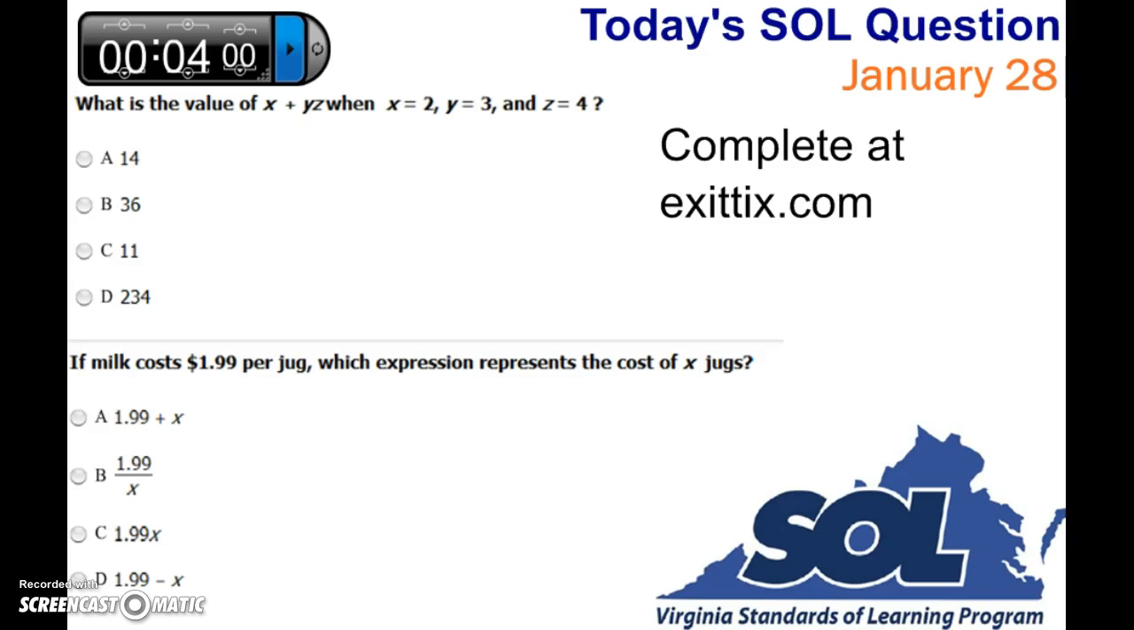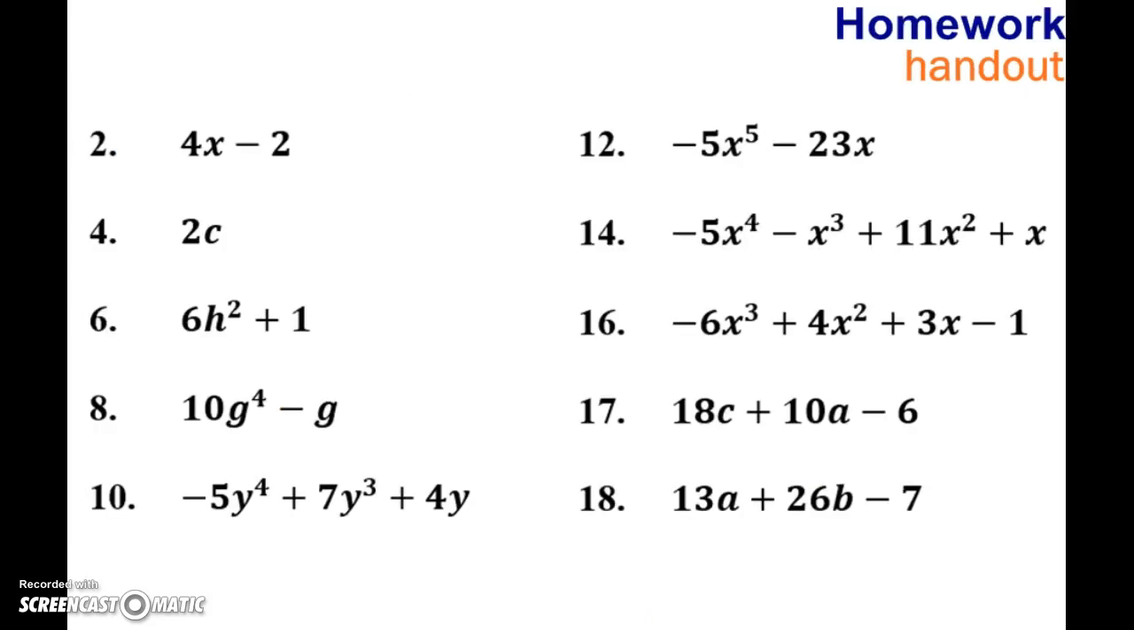First of all, go to exiticket.com, do this SOL review for me, multiple choice. And the homework that you were given on Wednesday, check your even answers right here. If you have any questions and are not quite sure, then make sure you check with each other. But do that quietly.